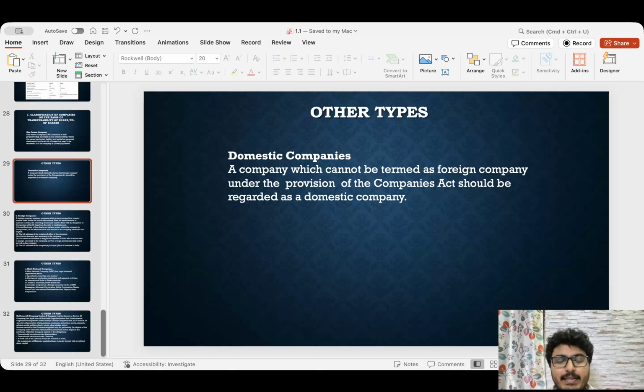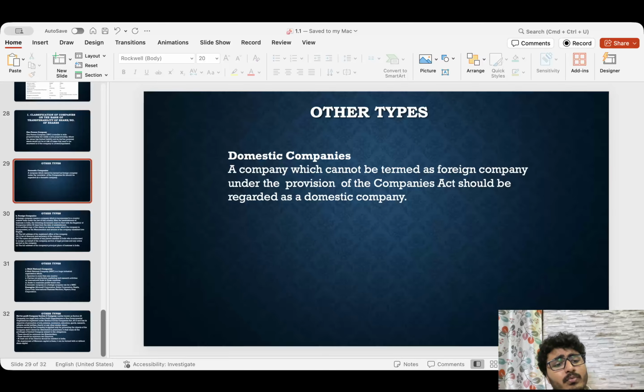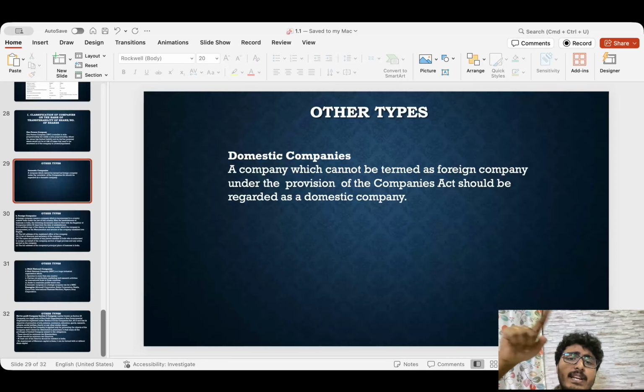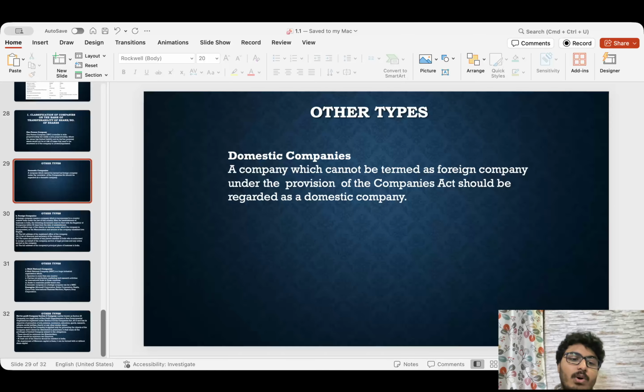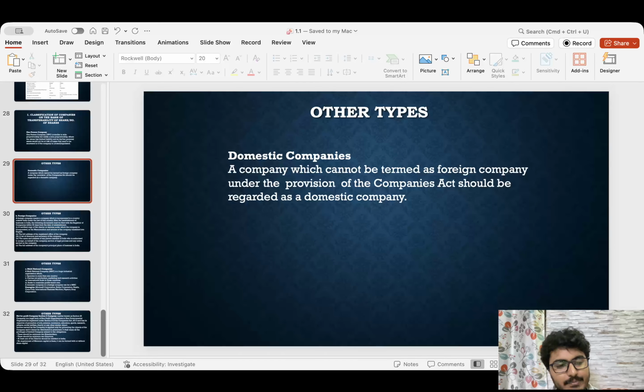Next we come to the other types, that is the domestic company. A domestic company is a company registered and operating within the national territory under Indian laws. So any company that is not classified as a foreign company is treated as a domestic company.